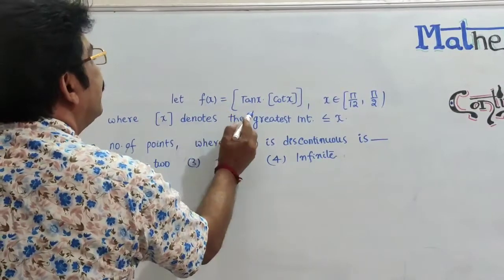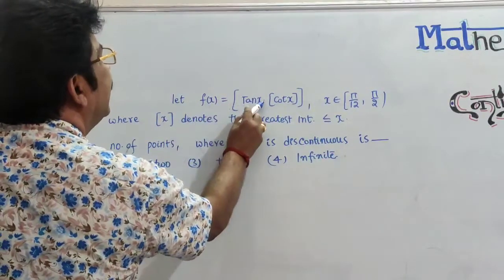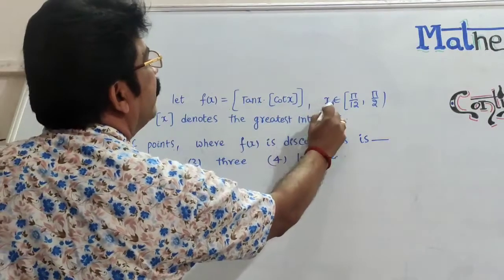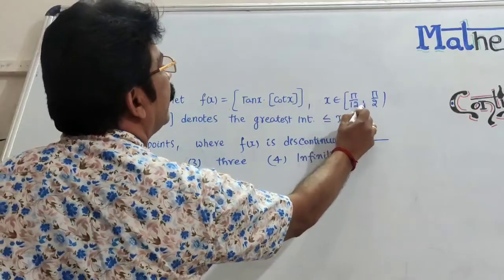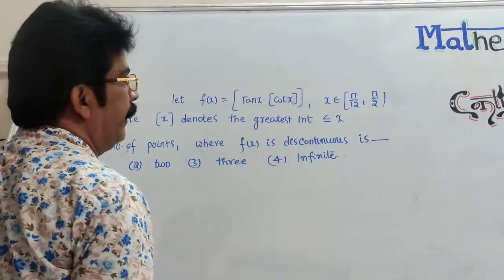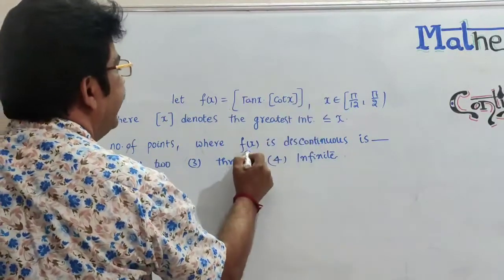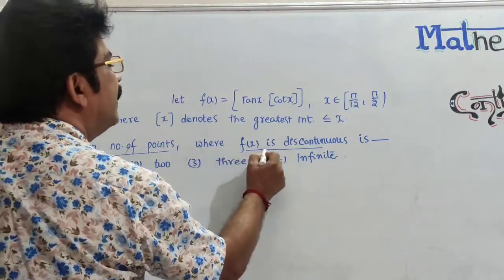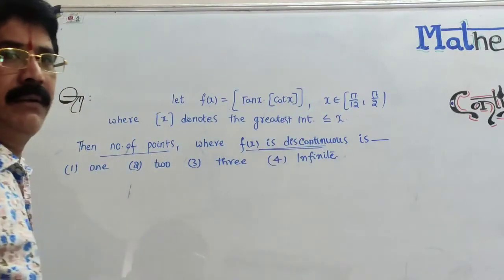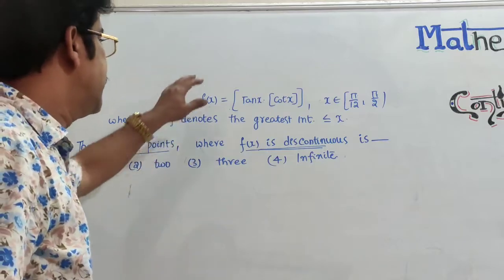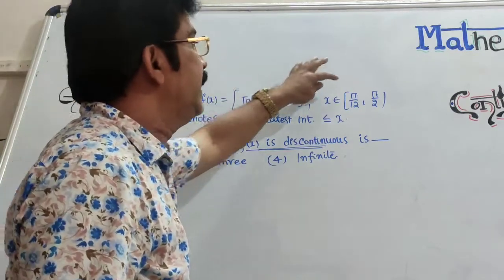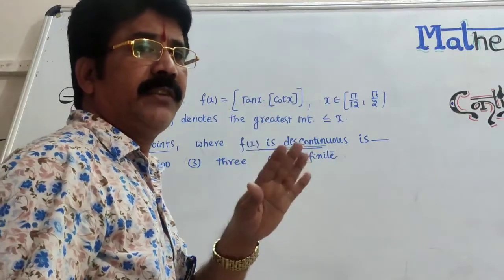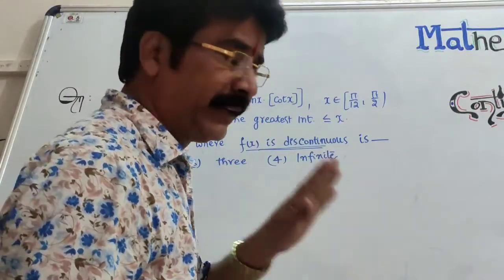If f of x is equal to floor of tan x times floor of cot x, where x belongs to the closed interval pi by 12 comma pi by 2, find the number of points of discontinuity in this interval. This is the given function. In this interval, how many points of discontinuity are there for f of x?